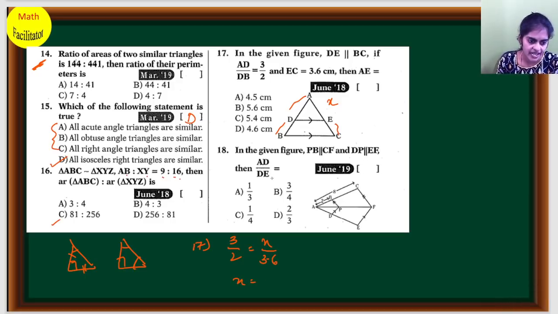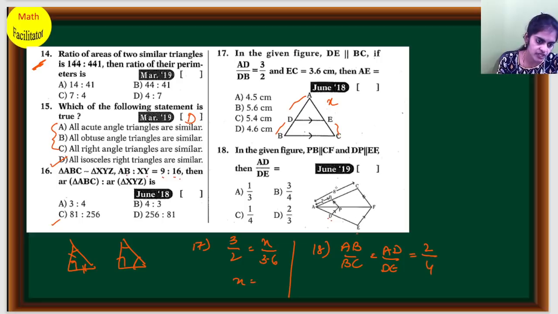Now here in this question, AD by DE I want. If you remember your textbook question, AB by BC equal to AD by DE you will get. So AD by DE we want. AB is 2 and BC is, total is 8, so BC will be 6. So this is 2 plus 6, then total 8 you will have. So the answer will be 1 by 3.